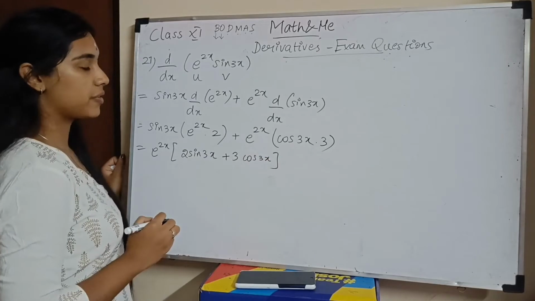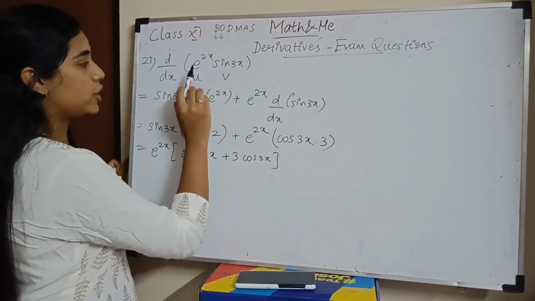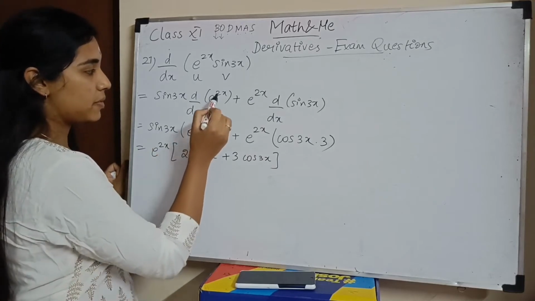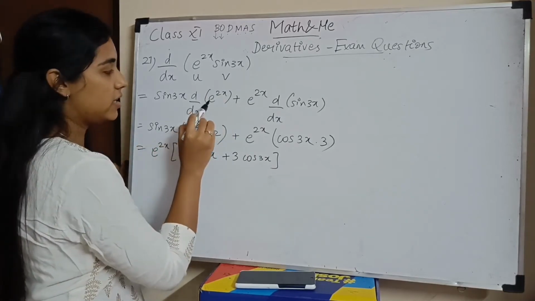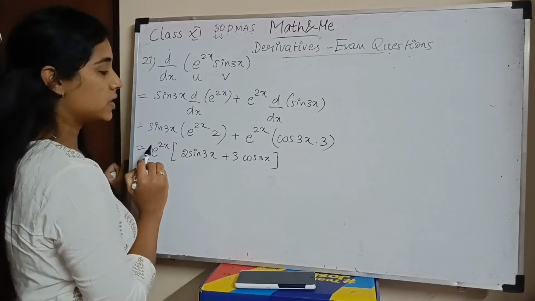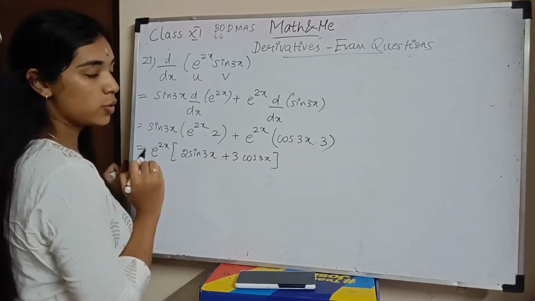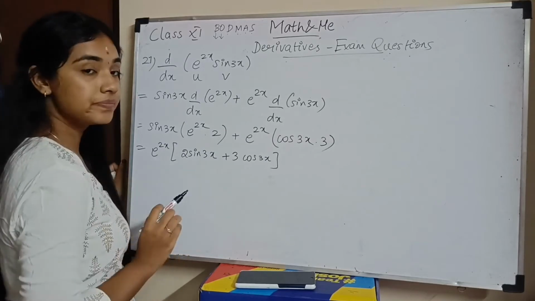Clear? You have 4 different functions. v u dash plus u v dash. So I've written the first step. Second step, function inside function. e to the x has a 2x in it. So you take the derivative of e to the x, then take the derivative of 2x. Clear?